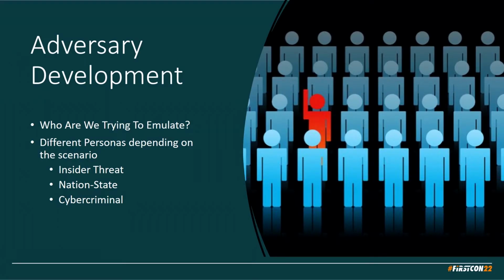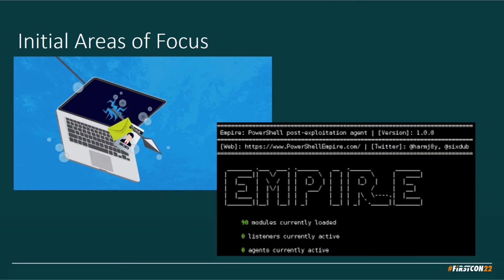The other part I want to set the stage around was the adversary development piece. There are a number of different ways that you can emulate the adversary, a number of different personas that you can work with: insider, nation-state, cybercrime, choose your favorite. The focus that I'm going to take is nation-state, and that was where this is coming from. Again, if that's not the threat model that you're focused on, utilize some of these other personas, no problem. So, where do we start?